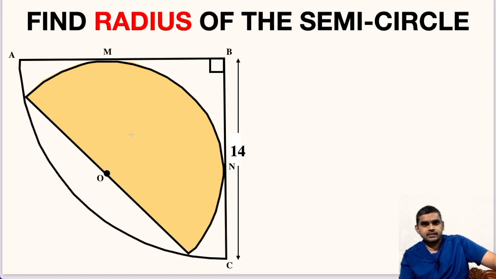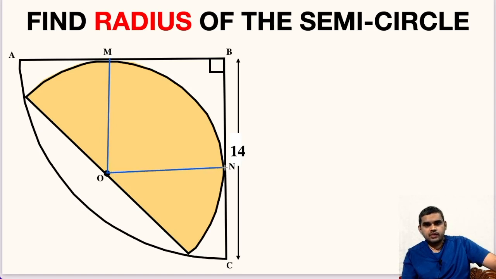For that, let us do some modifications. Let us join points O to M and O to N. Now if we can see here, AB is perpendicular to OM. Why? Because AB will act as a tangent to this semicircle. Similarly, ON will also be 90 degree. Same reason, BC will be tangent to this semicircle.